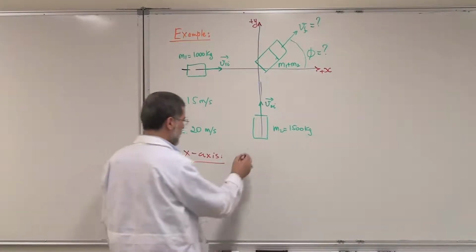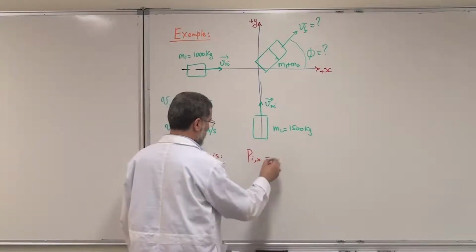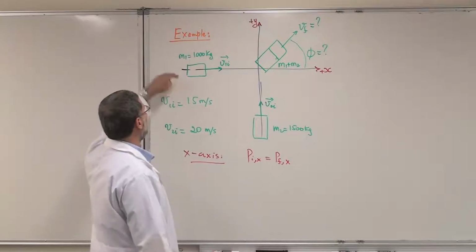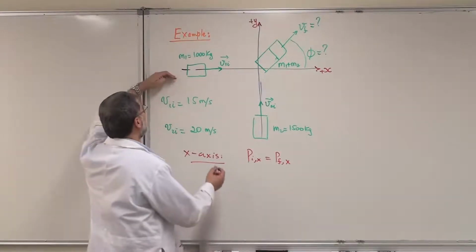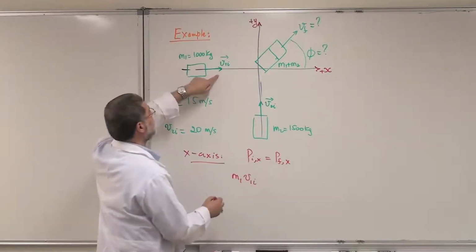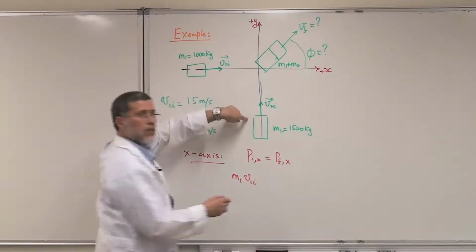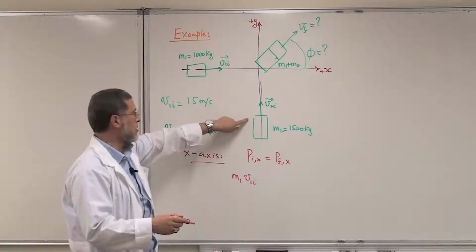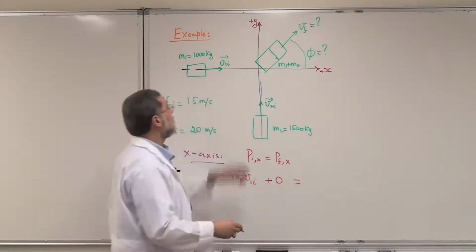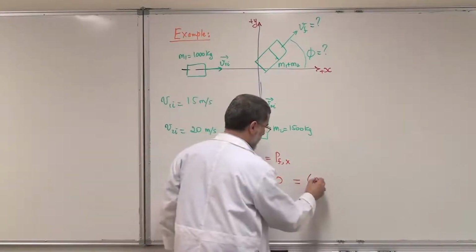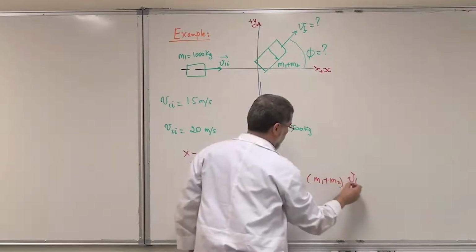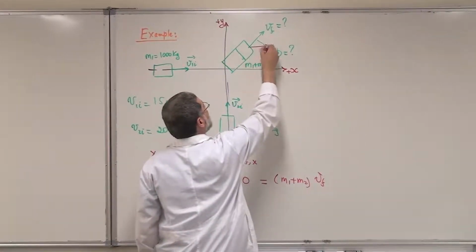All right, let's write the conservation of momentum along the x-axis, like we did previously. So I have P initial x equals P final x. What is P initial? We take the first part: m1 v1 initial. The x component of the momentum of particle number 2 is 0. This equals (m1 plus m2) times the component of v final along the x-axis.